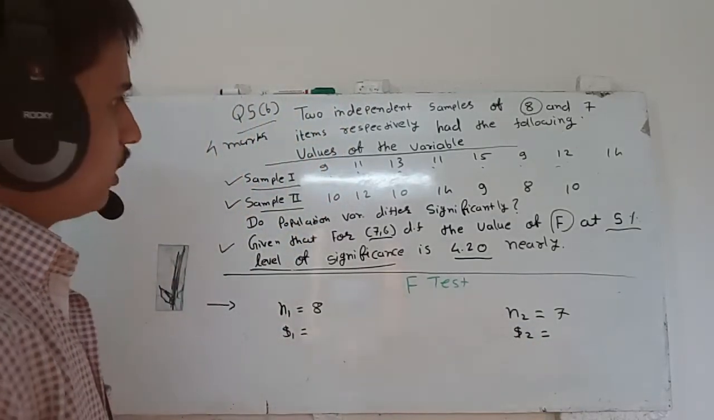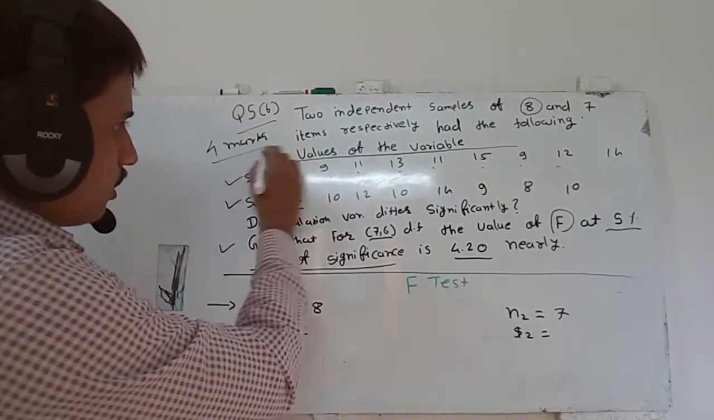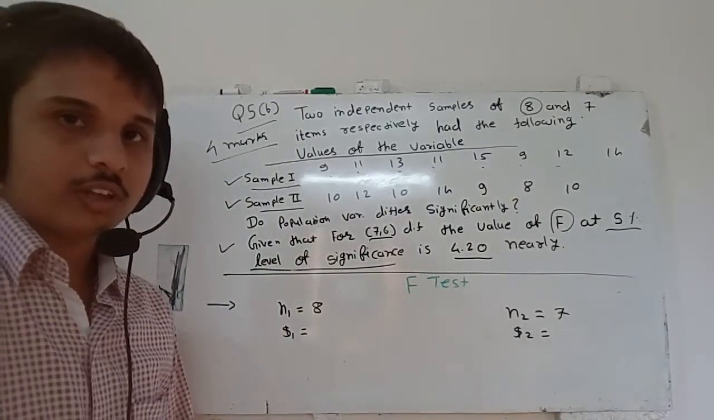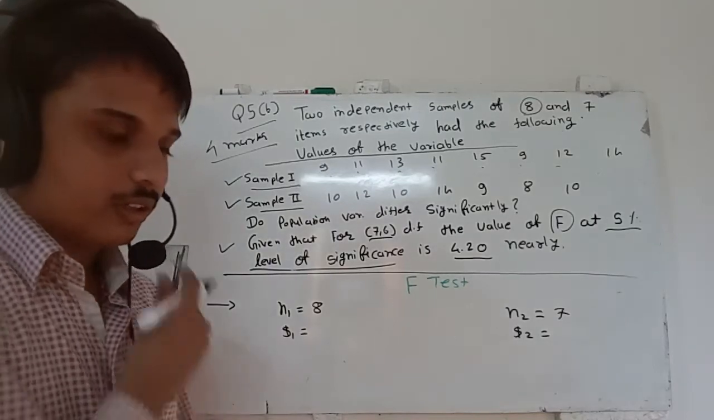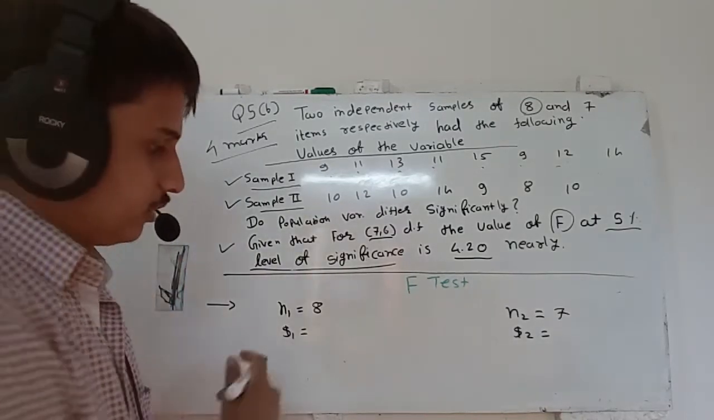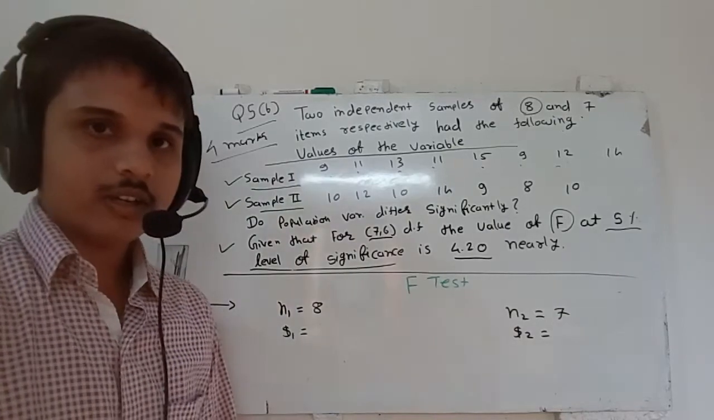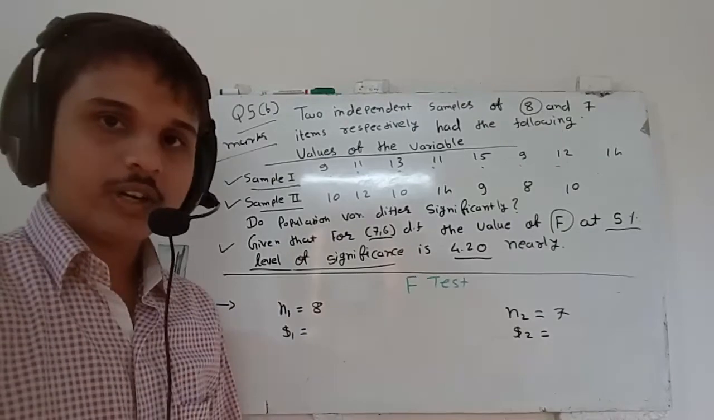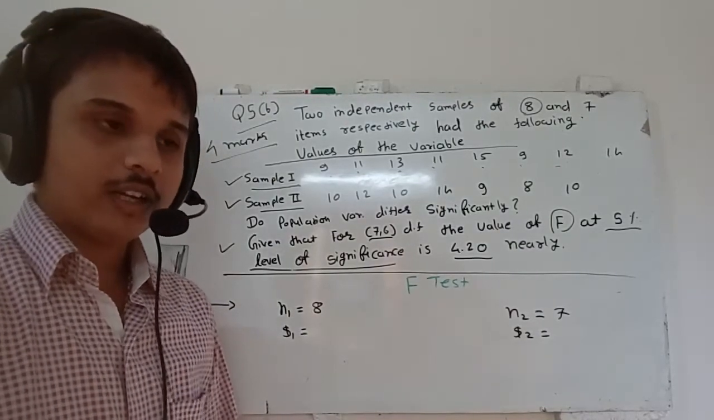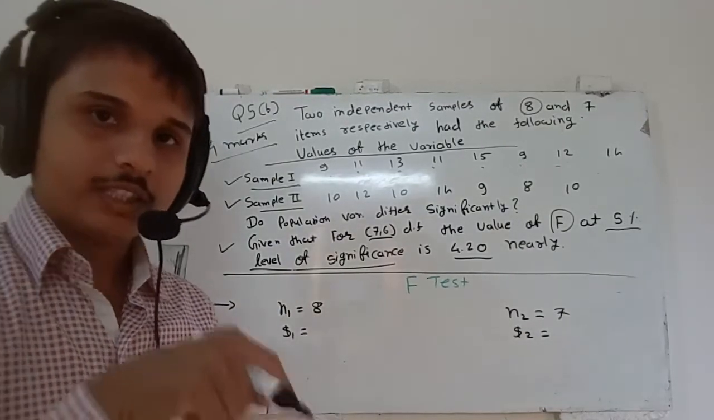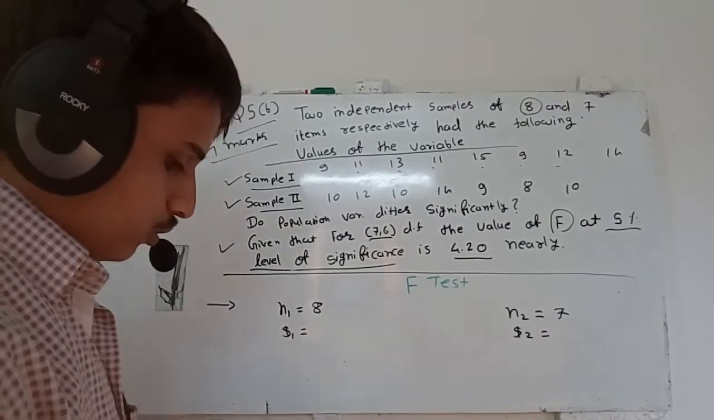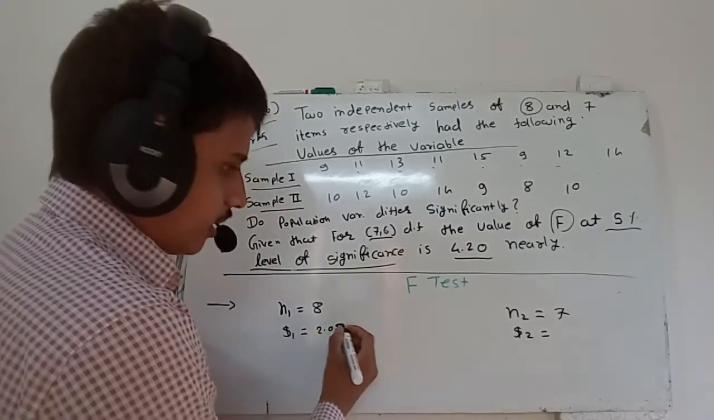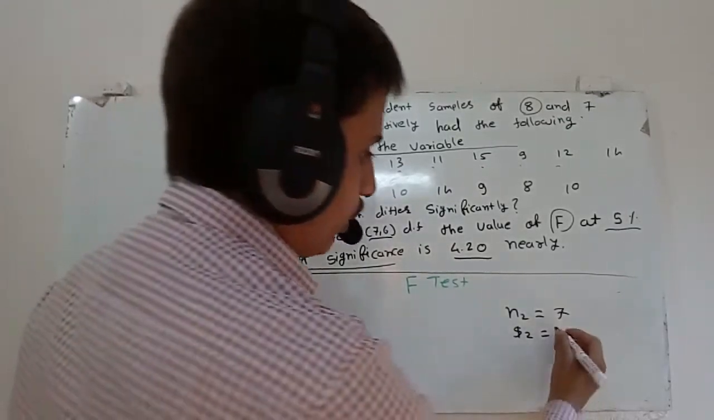Now as this example is asked for only 4 marks, we will not calculate the standard deviation of samples using hand calculation. We will use our calculator, and I have already calculated these two values using my calculator. If you don't know how to calculate these values using calculator, I have made a separate video, and the link of this video you can find in the description below. So standard deviation for sample 1 is 2.05 and for sample 2 is 1.84.